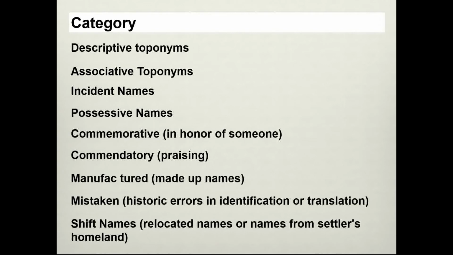It could be in praising the place, commendatory, meaning, oh, this is such a great place to live, Pleasant Valley. It could be manufactured, something that's made up, like Tessness, which is sunset spelled backwards, or that kind of thing. It could be mistaken, so that they actually made a historical error. Something like the West Indies, which are not to the west and are not the Indies. The shift names, where they took names from where they had been and brought them with us. So Paris, Texas, New Mexico, New Jersey, etc. All of those kinds of things.